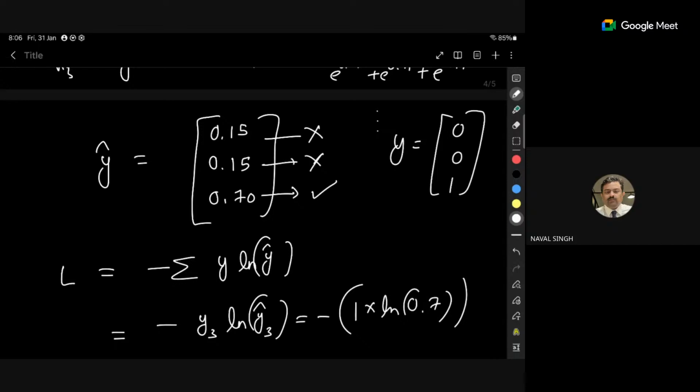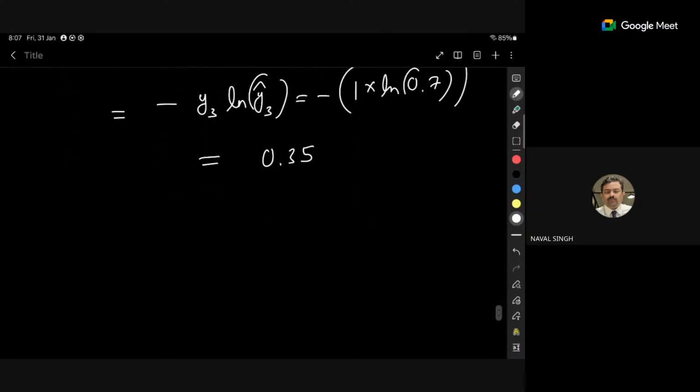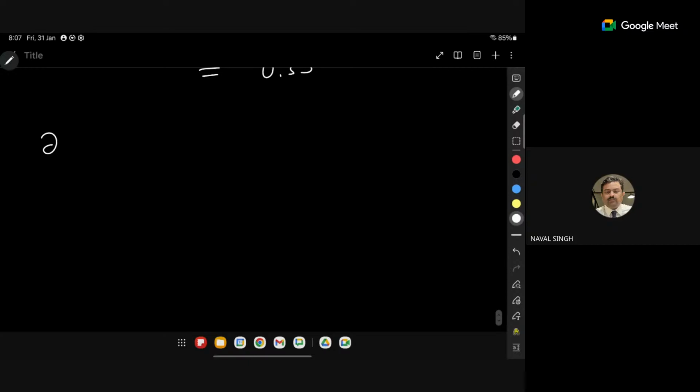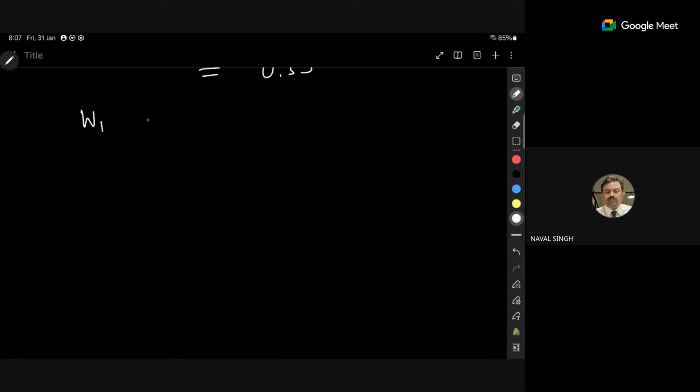Understood. Okay, so this is loss. Now we'll do, so we have W1, W2, and W3, right? These three weights are there. So this is from the first input to the hidden, then from the first hidden to the second hidden, and from the second hidden to the last output. Okay, like for the connection.